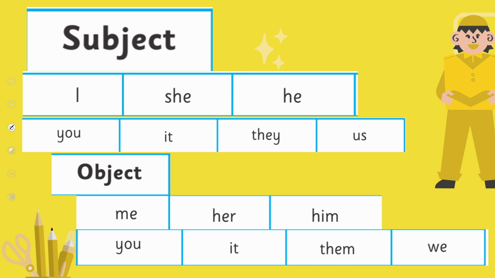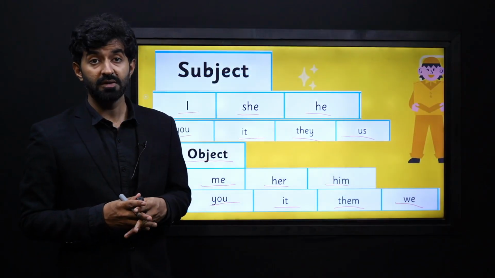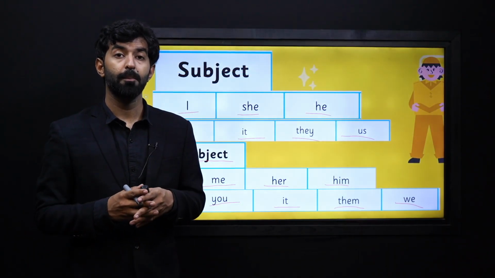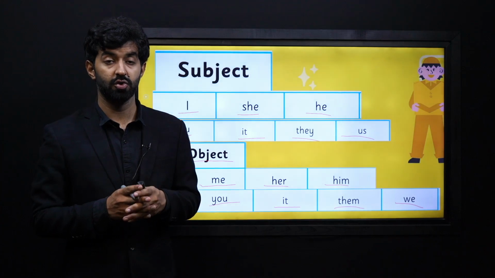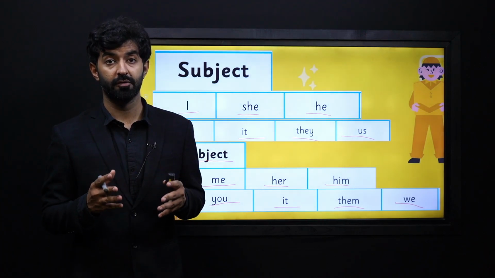Now, let's see that in the personal pronouns, we have subject pronouns and object pronouns. They are mentioned over here. In order to replace the subject using a pronoun, we have I, she, he, you, it, they, and us. For replacing objects and to avoid repetition, we have the object pronouns like me, her, him, you, it, them, and we. So these are falling in our personal pronouns. All these subject and object pronouns, you should remember them and use them carefully.